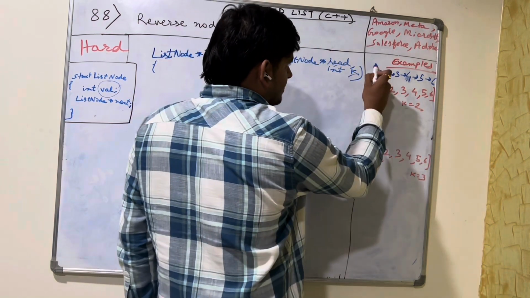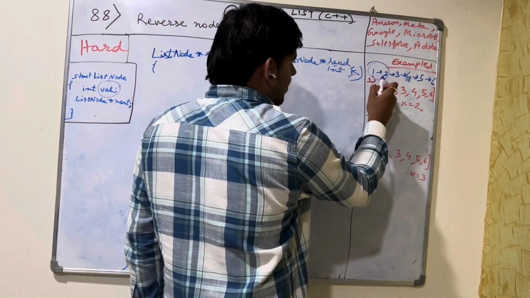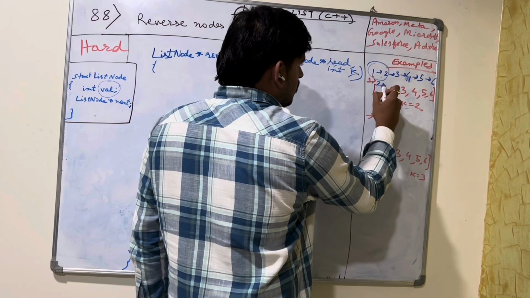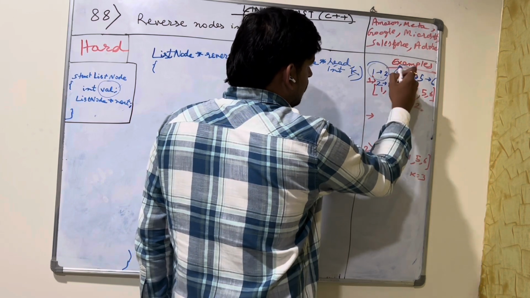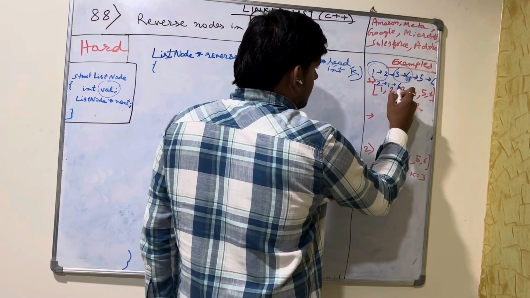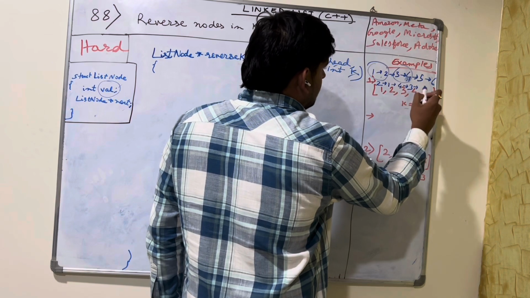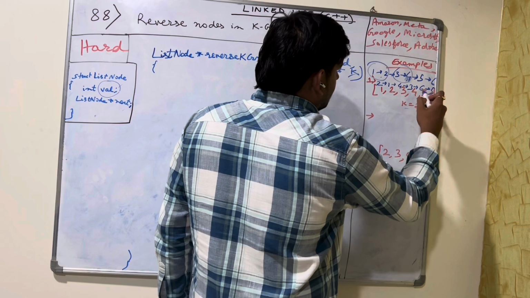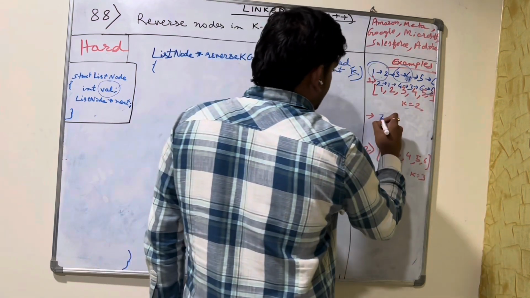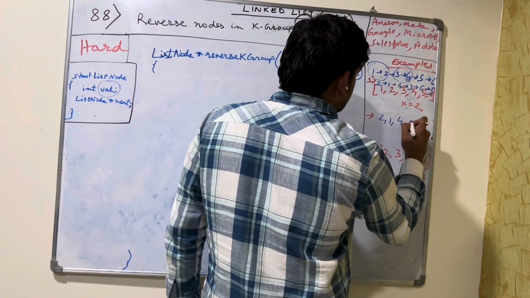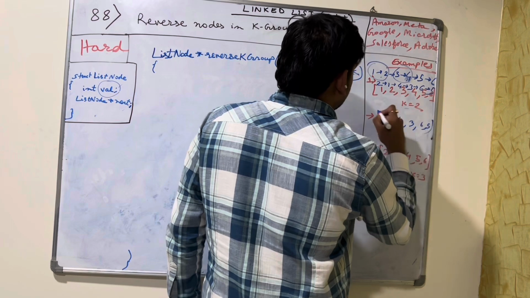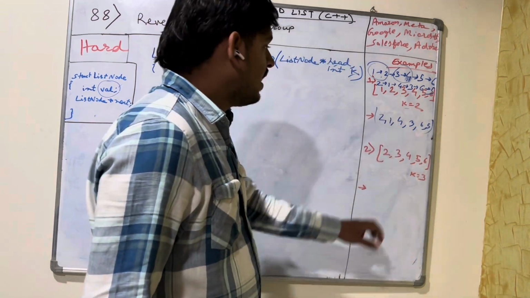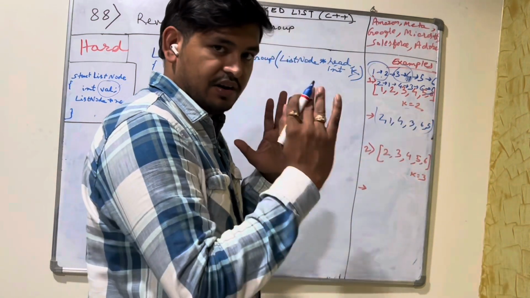So we will reverse in groups of two, right? So 1 2 will be reversed to 2 1, and then 3 4 would be reversed to 4 3, and this 3 would be pointing to the reverse of 5 6, so 6 5. So this would be like 2 1 4 3 6 5. So here K is the group size in which we will reverse this order.